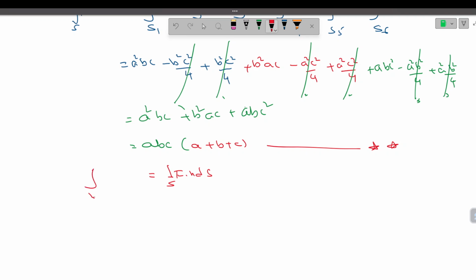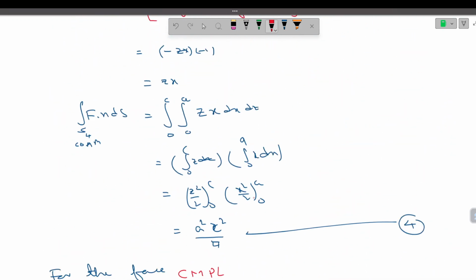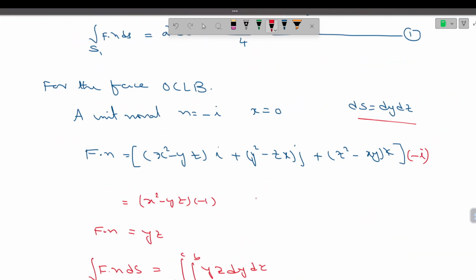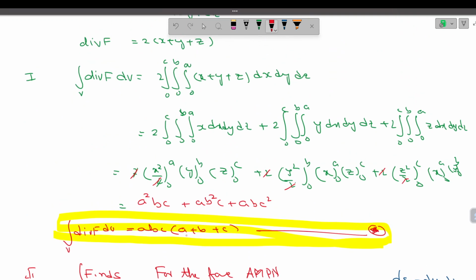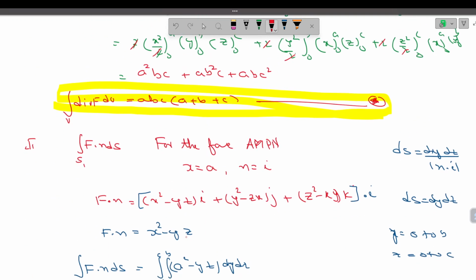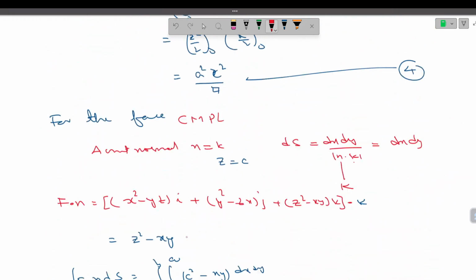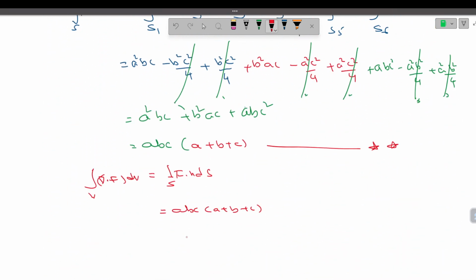And what is the formula? Divergence is del dot F dv. Are they equal? From 2 star we got abc of a plus b plus c. From 1 star, the integral of divergence F dV is abc of a plus b plus c. What do you say? Left hand side equals right hand side. Therefore, Gauss divergence theorem is verified.